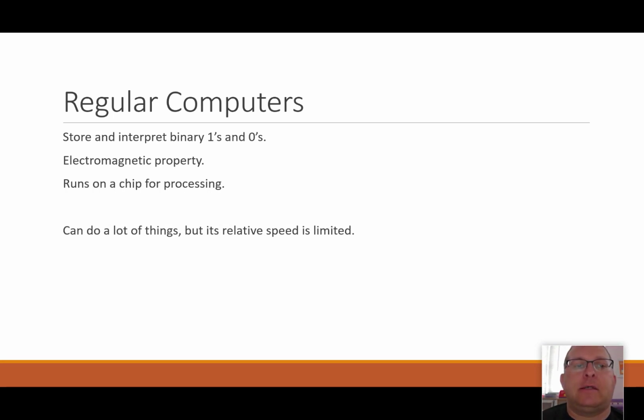Regular computers basically store and interpret binary ones and 0s. A computer is a device that can be instructed to carry out a sequence of arithmetic or logical operations with a computer program. Modern computers have the ability to follow generalized sets of operations called programs. These programs enable computers to perform an extremely wide range of tasks, which would be called algorithms.